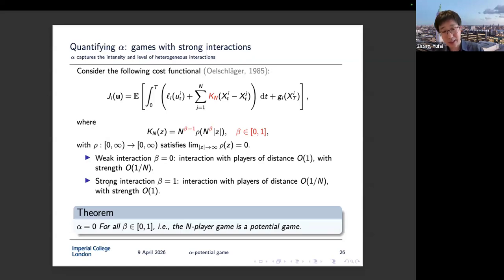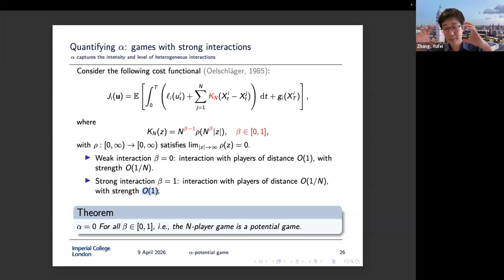Another extreme is beta equal to 1, and this is known as the strong interaction. In this case, you can look at this ratio. The beta minus 1 becomes 0, so this ratio becomes order 1, and there will be a scaling of n. What it means is that as n increases, because of the decay of the rho, asymptotically I only care about the cars in a smaller radius, where the radius is of the order 1 over n. So the interaction becomes much more local, but the strength remains the same.